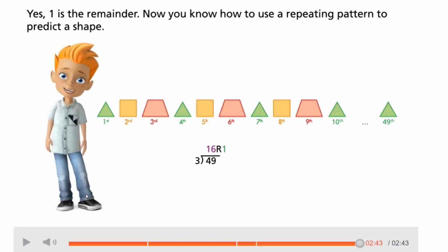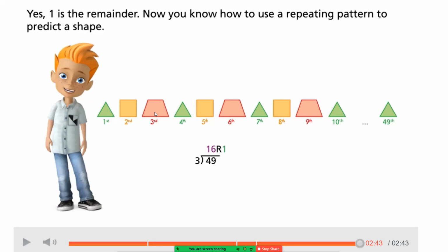Okay, so let's take a look at this more carefully. Now we have 3 shapes in this pattern. So that's why we're dividing by 3, because these are in groups of 3. We want to know what the 49th shape is. Now we know the first shape is a triangle. The second shape is a square. And the third shape is a trapezoid. That means if we're dividing by 3 and there's no remainders, our shape is going to be a trapezoid.